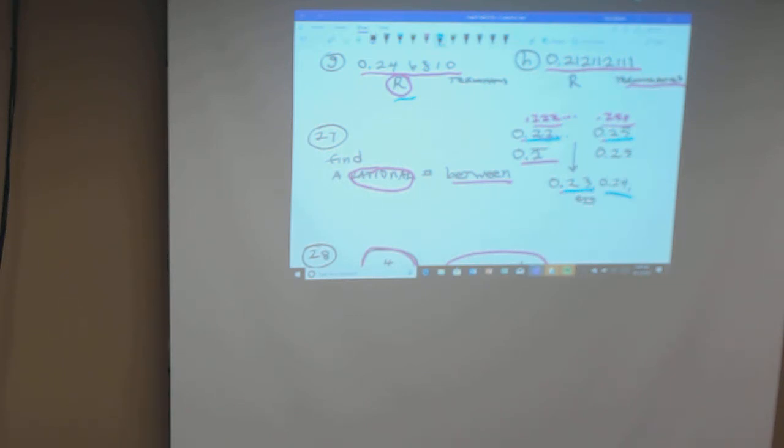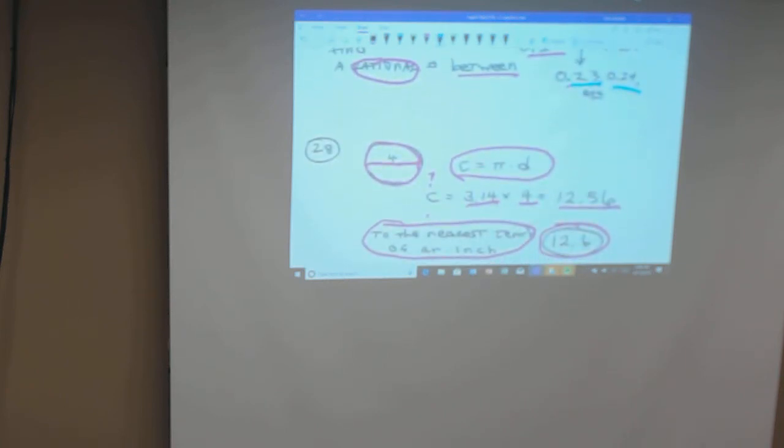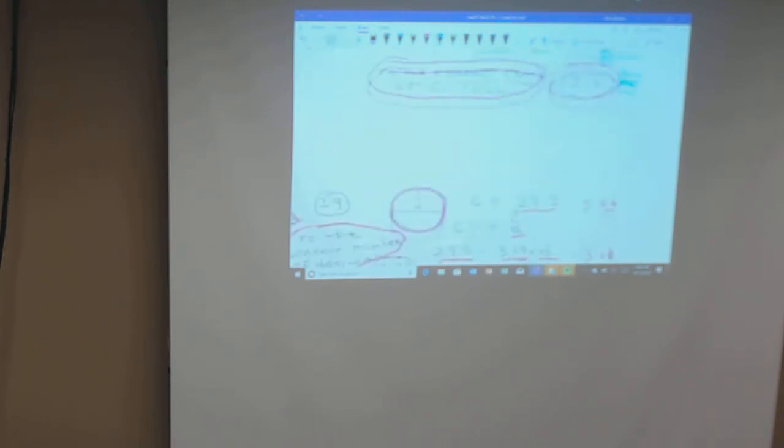Number 28, the diameter of a hamburger is 4. What's the circumference? Circumference is pi times diameter. So I take 3.14 times 4, and I get 12.56. But read carefully. Oh, to the nearest 1/10 of an inch. So to the nearest tenth of an inch, the correct answer would be 12.6. Watch out for that on the test.